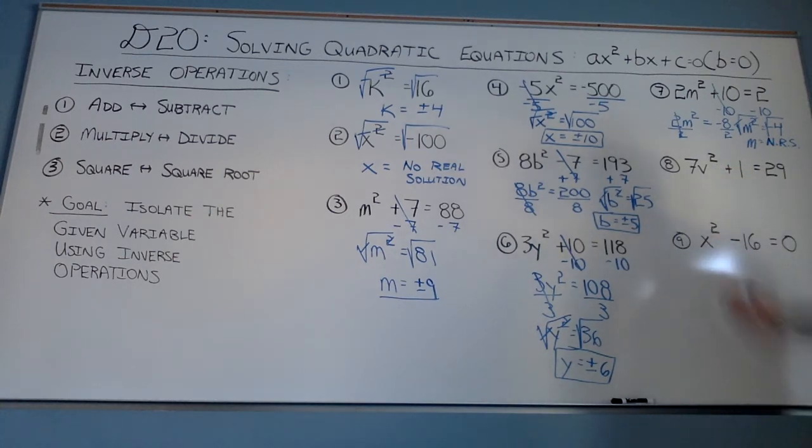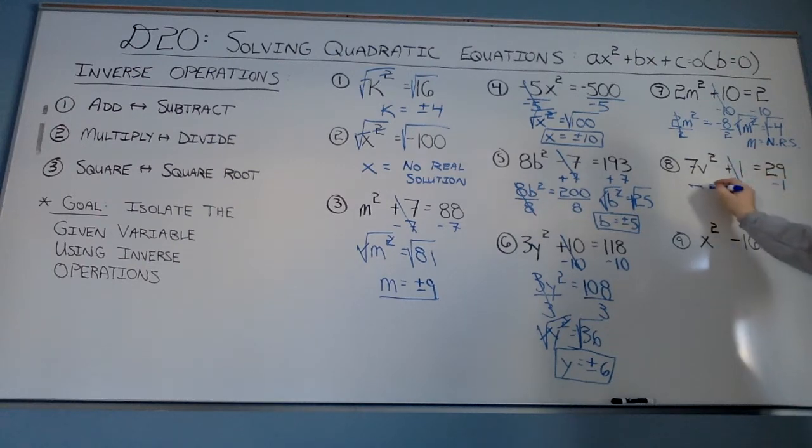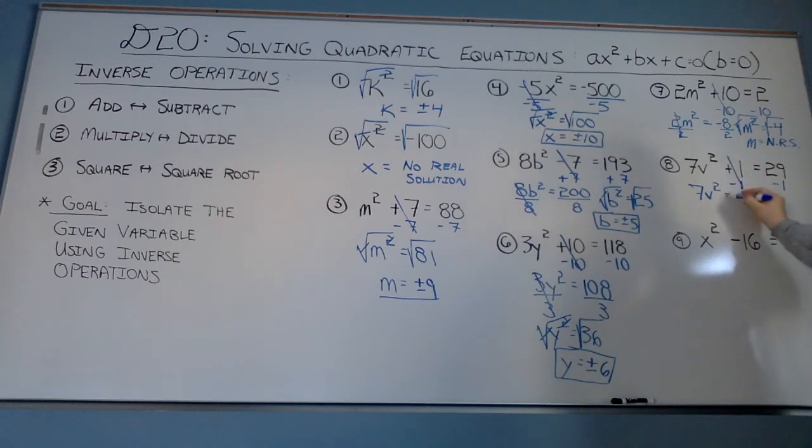All right, last 2, the final countdown. We're going to subtract 1 from both sides to get 7v squared isolated. That'll equal 29 minus 1, 28. Divide by 7, both sides. And I'll have v squared is positive 4. Square root both sides. We're going to have v at positive and negative 2.